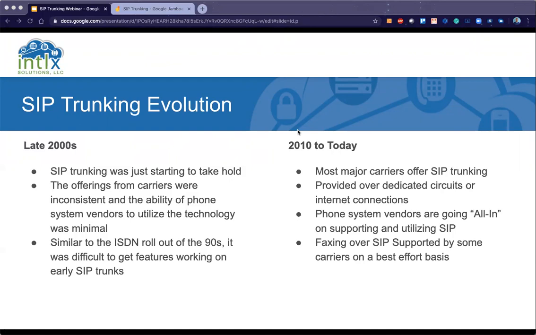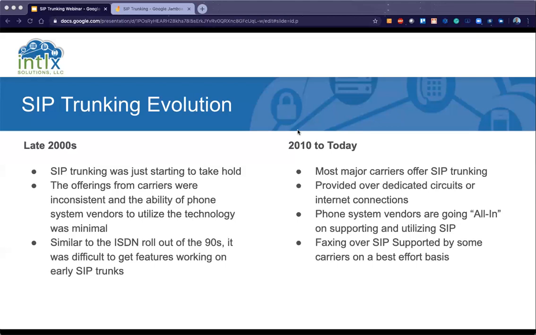And how the carriers chose to implement features, even simple things like getting calling party number to work, or God forbid you tried to do some type of twinning, where you're bouncing a call out to your cell phone and you need to represent different calling party numbers. It was really difficult to get things working because everybody had different interpretations of standards. When you try to get different vendors using the same protocol actually working together, things can get pretty difficult.